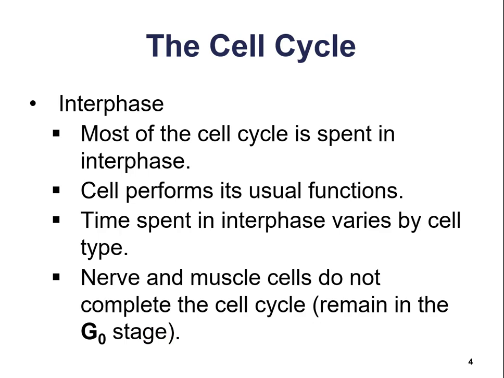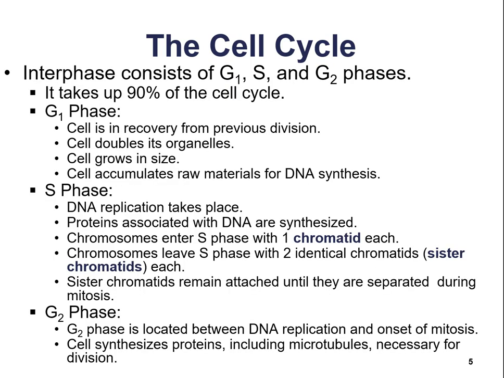So any cell type that's not actively dividing, right, producing new cells, is in this G0 stage, and sometimes we say they're not in the cell cycle, okay? So again, that's that exception here, okay? And then also, in cells that do divide, there will be differences in terms of how long interphase is, okay?